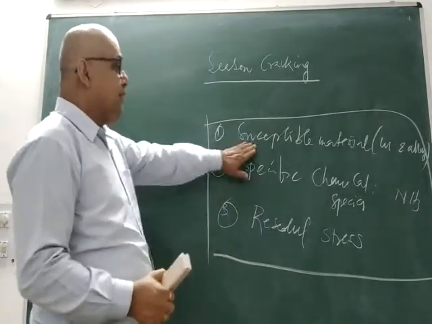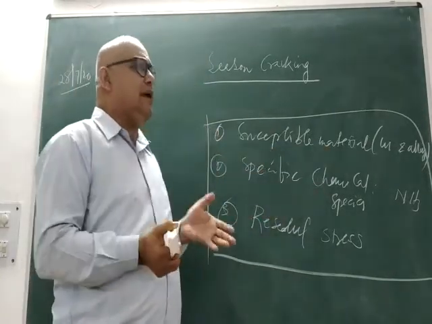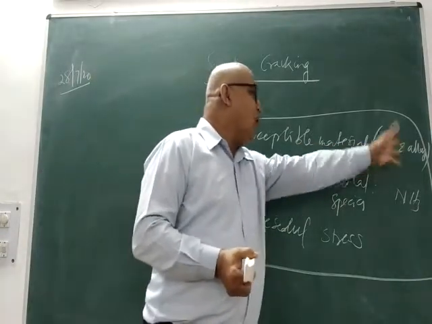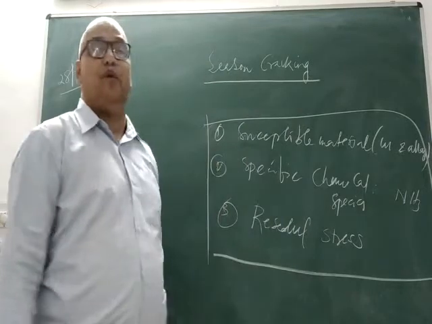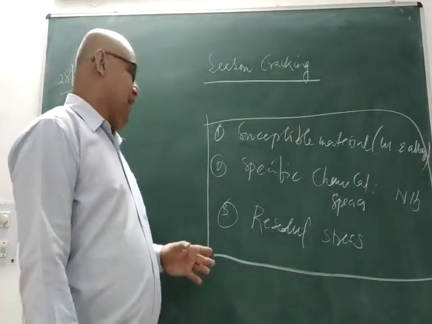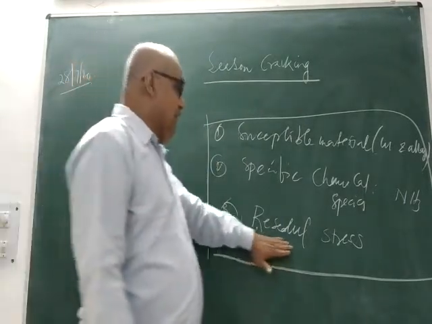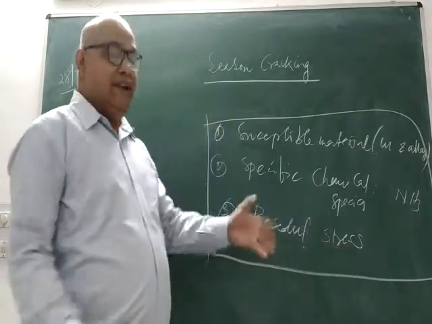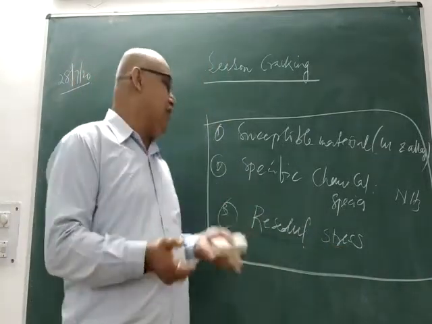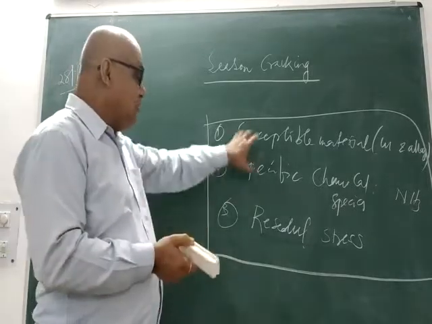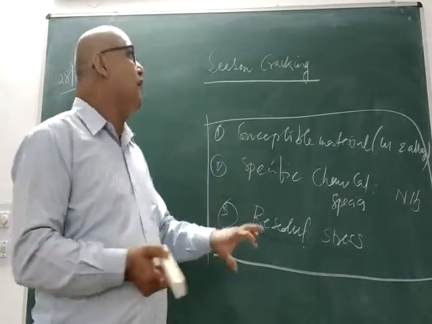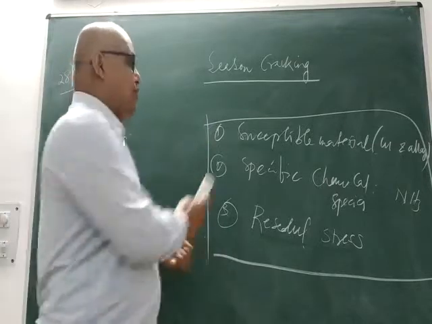Susceptible material means any article made of copper or its alloy; if it comes in contact with ammonia, then this kind of problem will appear. And obviously, the structure must have residual stress in it. If it is a pure compound with no residual stress, then this kind of problem will not appear. Therefore, all these three components are required for season cracking to take place.